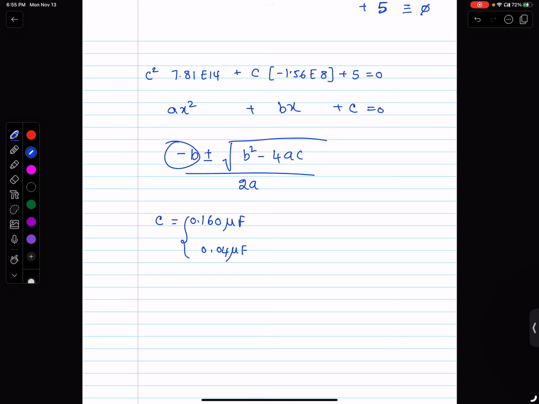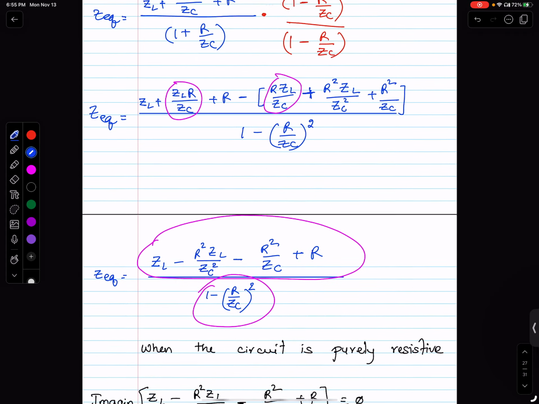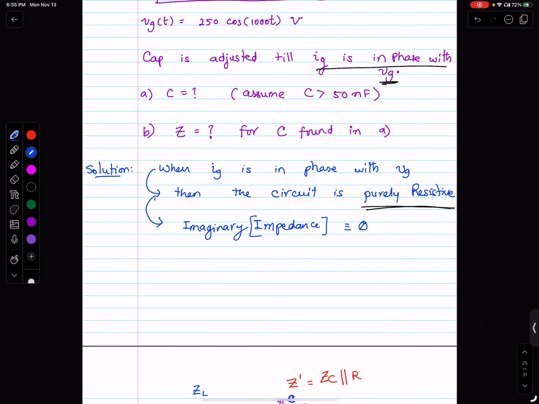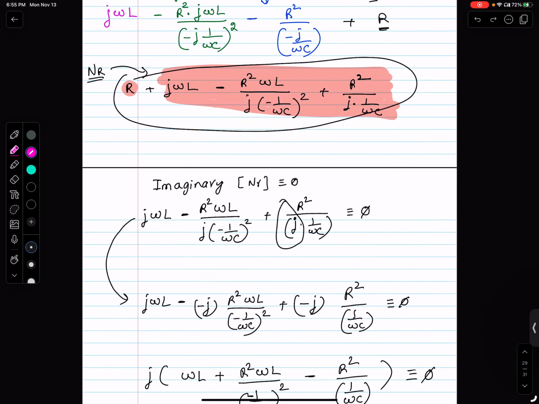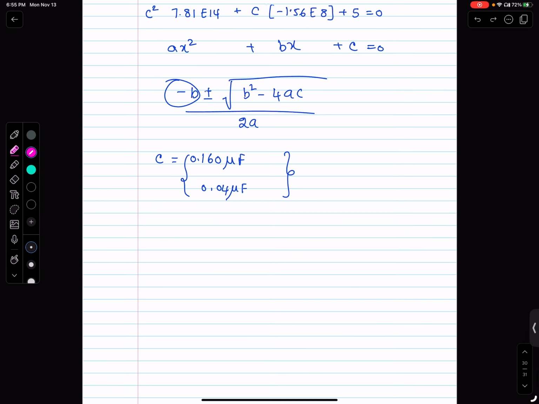Okay, so from the problem statement, you'll see that you want to pick a value of C that is greater than 40 nanofarads. Of the two solutions you have here, this one does not meet the criteria. So C equals 0.160 microfarads. So this is the answer.